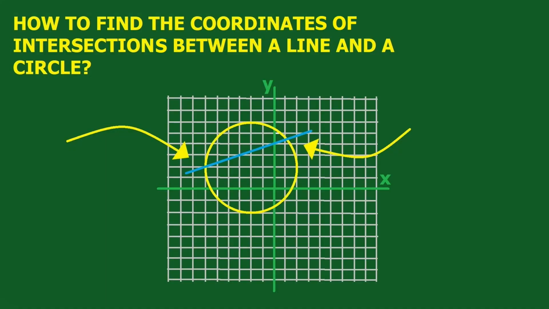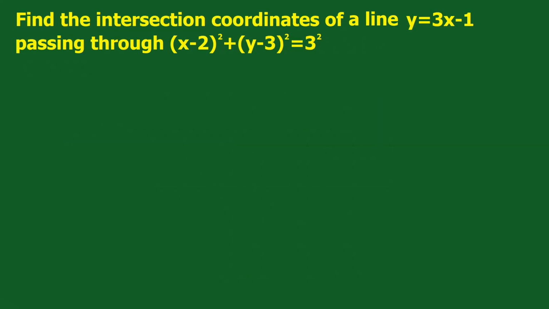So, how do we find the coordinates of an intersection between a line and a circle? Let's have an example. Find the intersection coordinates of a line, y equals 3x minus 1, passing through the circle (x minus 2) squared plus (y minus 3) squared equals 3 squared. So how do we do this?